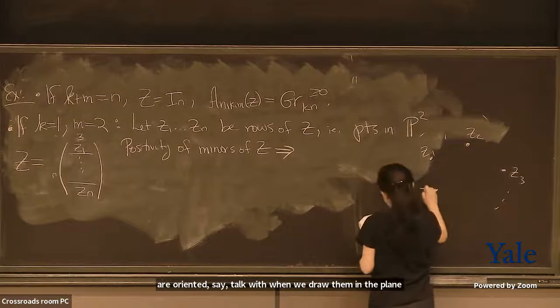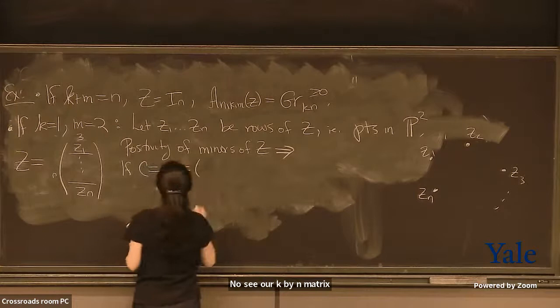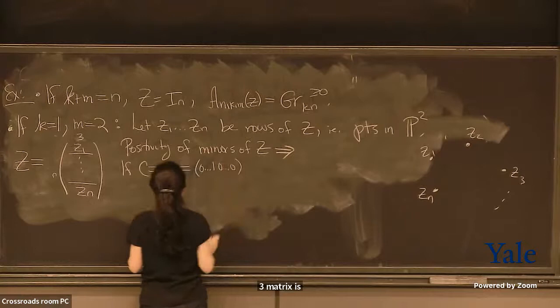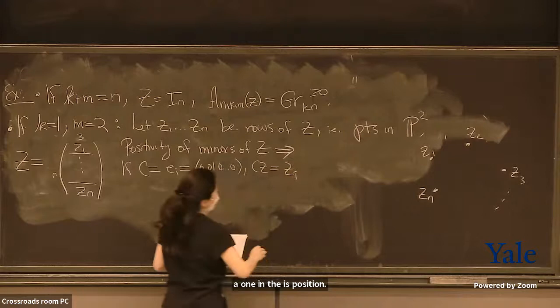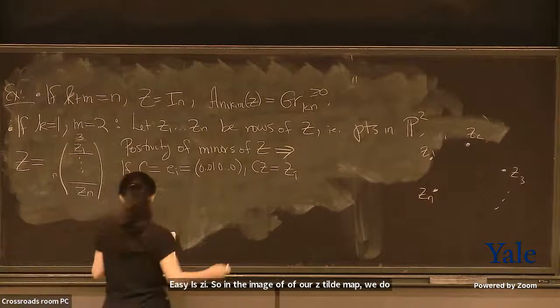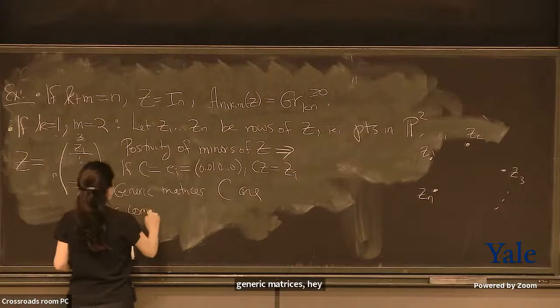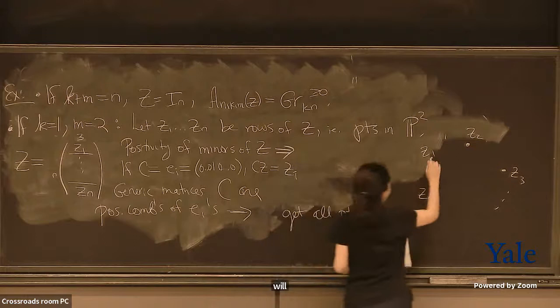And now C, our k by n matrix, in this case a 1 by 3 matrix, is... it's a little bit silly for me to draw so many entries for a 1 by 3 matrix, but I just want e sub i to be the 0-1 vector with a 1 in the ith position. Then CZ is Z_i. So in the image of our Z tilde map, we do achieve all of those points of this polygon. And then generic matrices C are positive combinations of the e sub i's, and so we will in fact get all points in this polygon in P2.